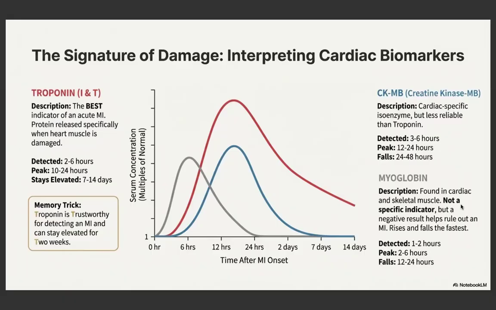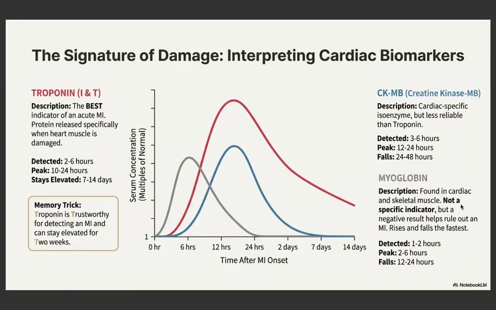Creatinine kinase, it is an isoenzyme, but it's going to be a little bit less reliable than troponin just because it's more generalized, indicates overall damage of musculature rather than just heart musculature. And then we have myoglobin.